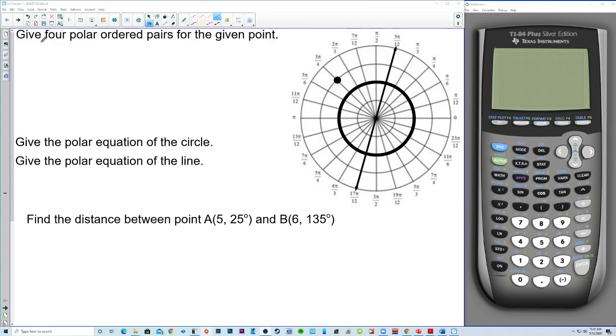This is a Chapter 9 review. Give 4 polar ordered pairs for the given point. So here's the given point. Let's say point A. And let's see, what's the radius? 1, 2, 3. The radius is 3.